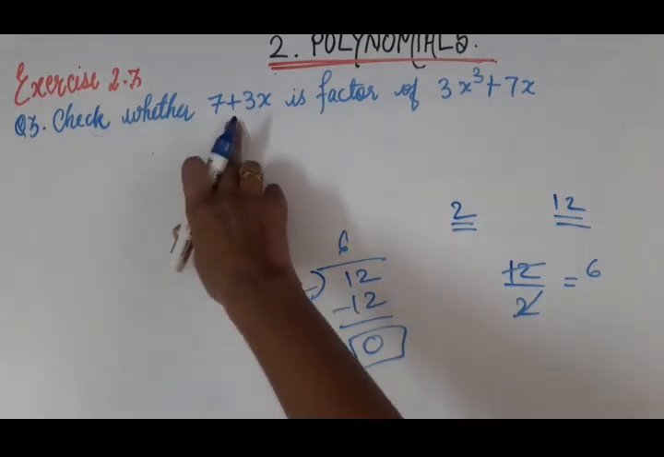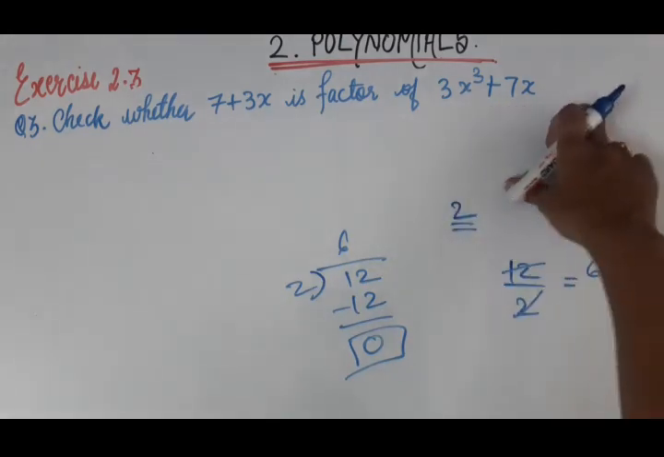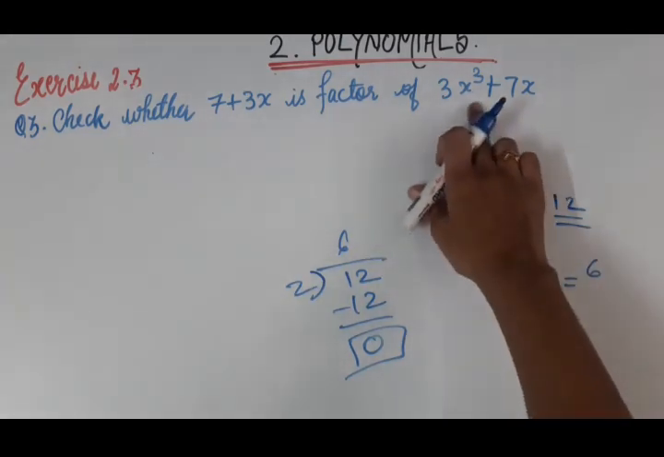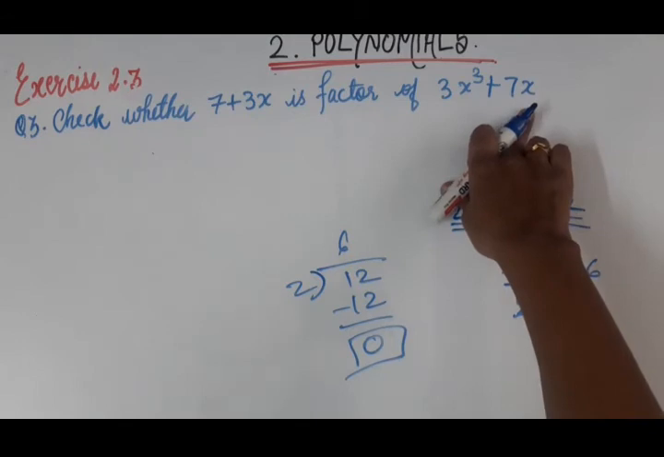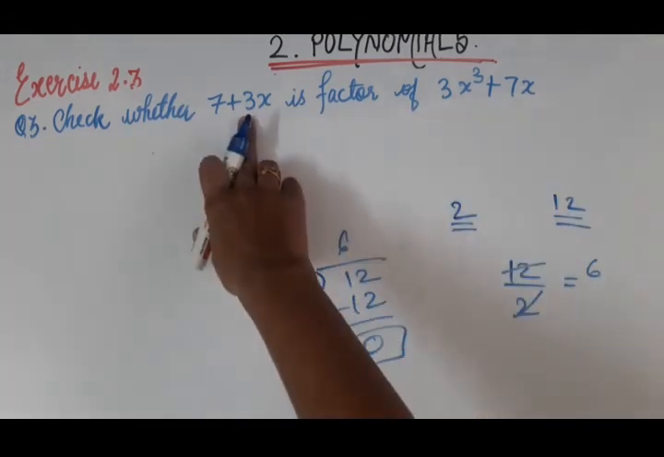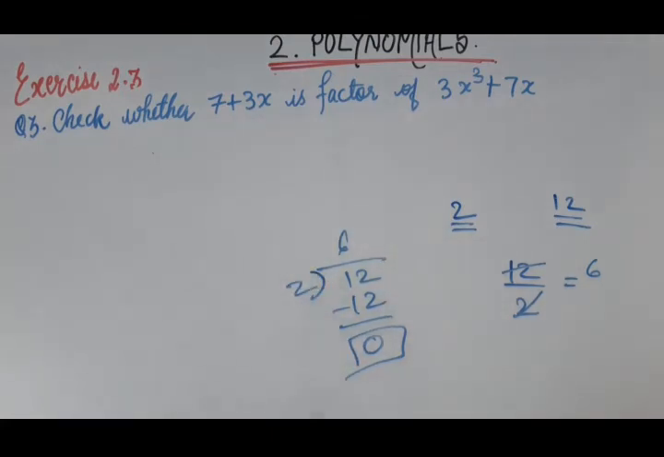Similarly, check whether 7 plus 3x is a factor of 3x cube plus 7x. If 3x cube plus 7x is completely divisible by 7 plus 3x, then we will say it is a factor. And how are we going to check whether it is completely divisible or not? If the remainder is 0, it is completely divisible. If the remainder is not 0, then it is not. So we have to find the remainder. If the remainder is 0, it will be a factor. If not, it will not be a factor.